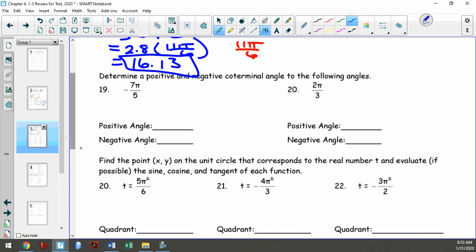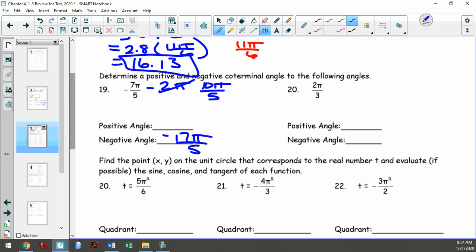Numbers 19 and 20, the directions say determine a positive and negative coterminal angle to the following angles. Well, this is very simple. It's wanting the coterminal angle to negative 7 pi over 5. Well, it's negative, so I need to get another negative. How do I get another negative? Subtract 2 pi. Well, if I'm subtracting 2 pi, that's the same thing as subtracting 10 pi over 5, yes? So what is negative 7 minus 10? Negative 17 pi over 5, right?